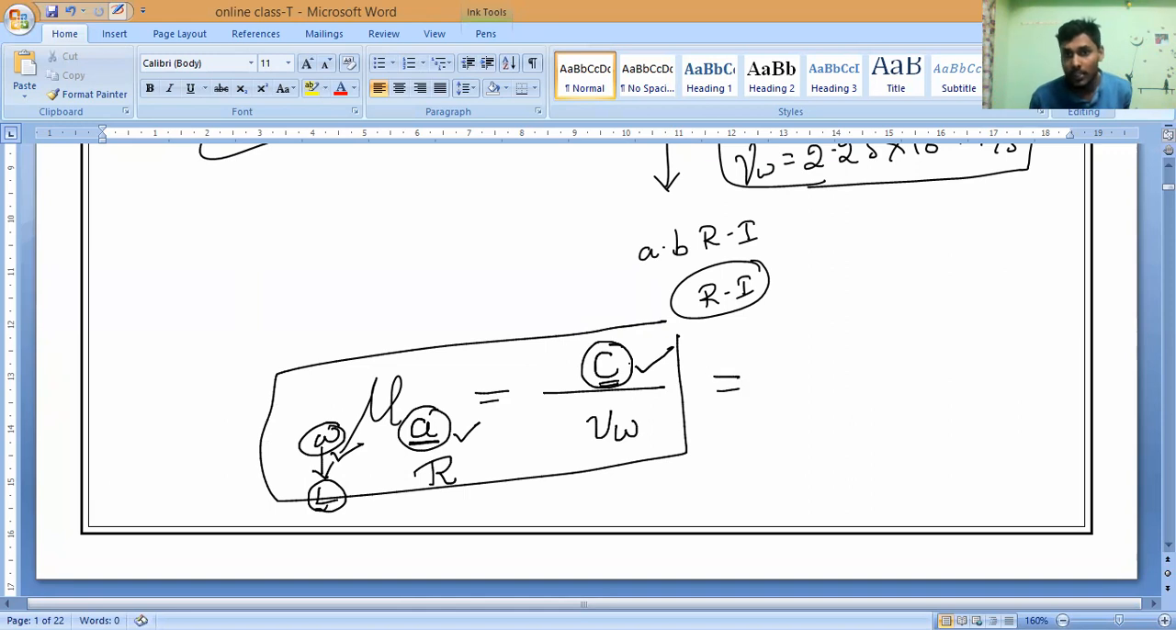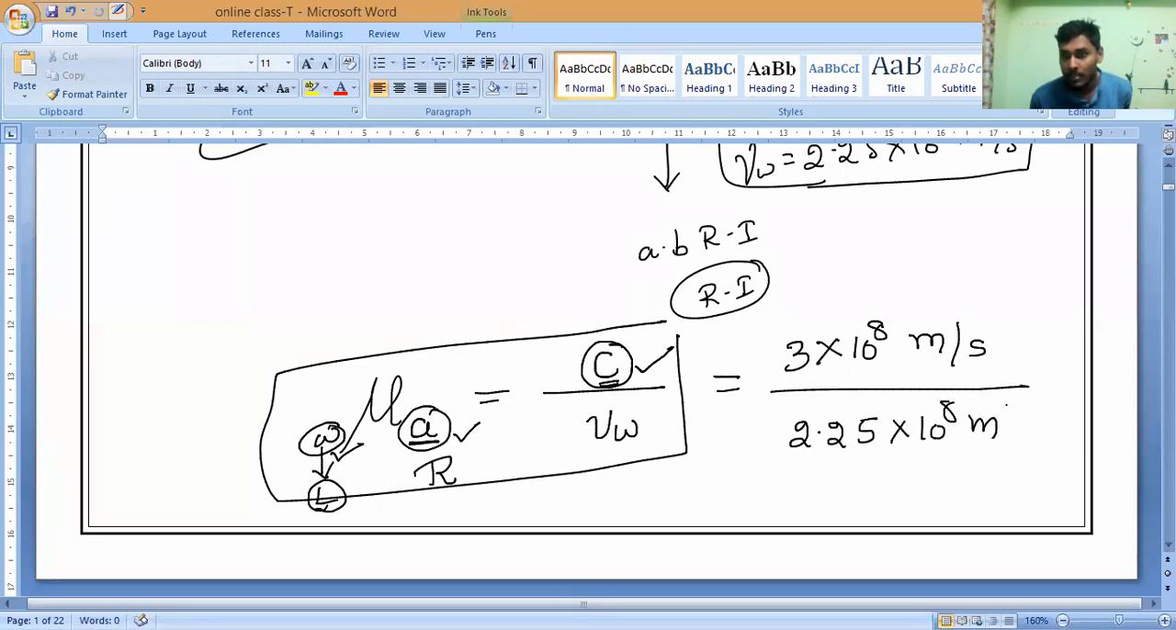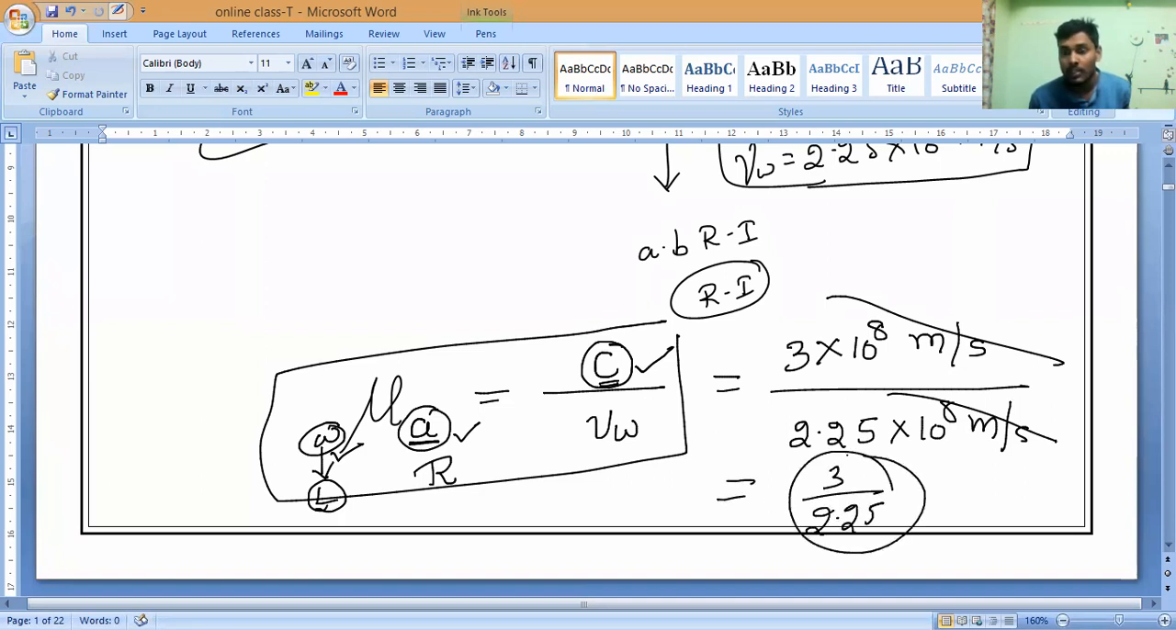As we know, the speed of light in air or vacuum is 3 into 10 power 8 meter per second. For water, it is 2.25 into 10 power 8 meter per second. Now it is an MCQ, so you need not waste time writing all these things. You can cancel them in your mind and directly calculate 3 divided by 2.25, so you will get the value directly. Do you understand, guys? This is absolute refractive index.